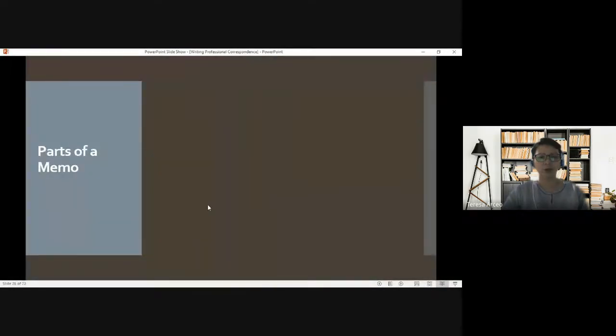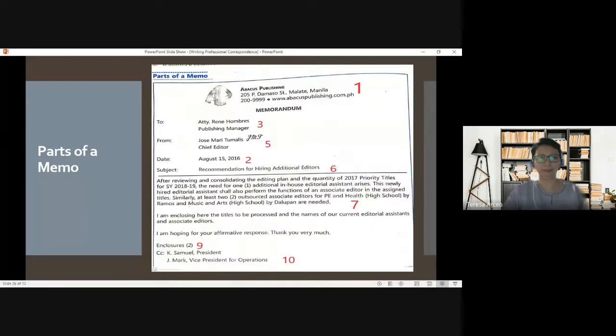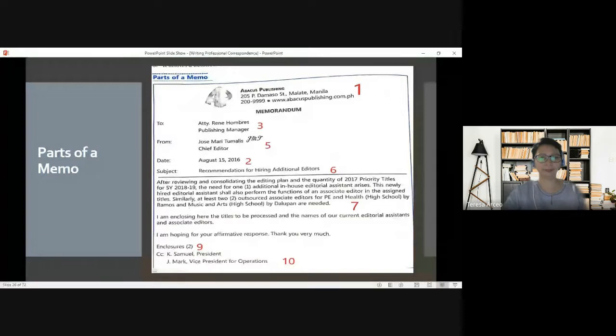We now proceed to the parts of a memo. First, we have the letterhead, which identifies the company, the address, and the contact numbers. This is followed by the dateline, which serves as a chronological record for reference purposes. We have the to line, which indicates the name and title of the receiver.